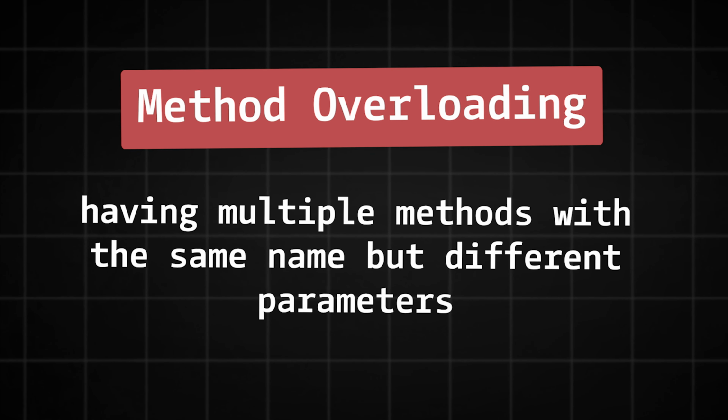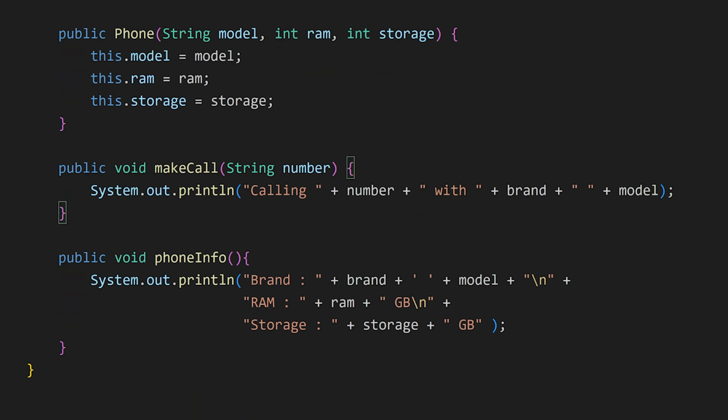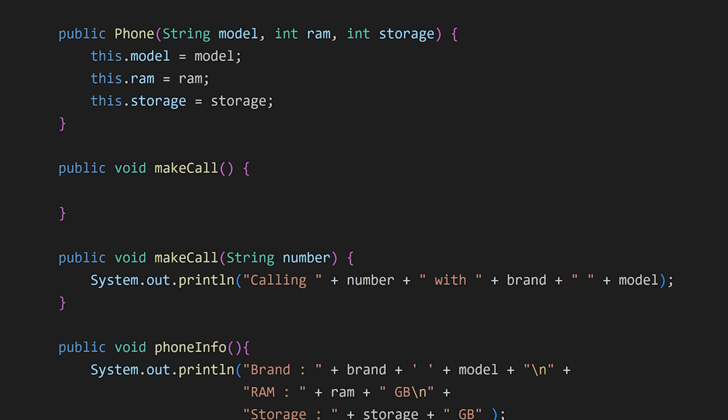Now on to method overloading. It means having multiple methods with the same name but different parameters. For example, here we have the makeCall method which takes a number as a parameter. If I declare this method again without any parameters and make it print no number given instead of calling, then we have overloaded the method.